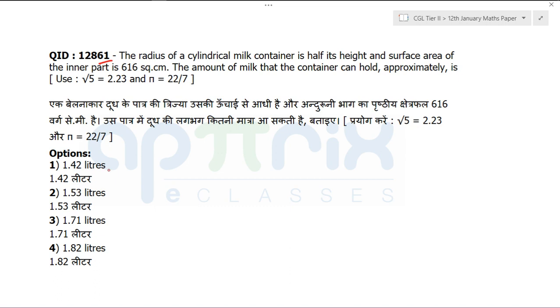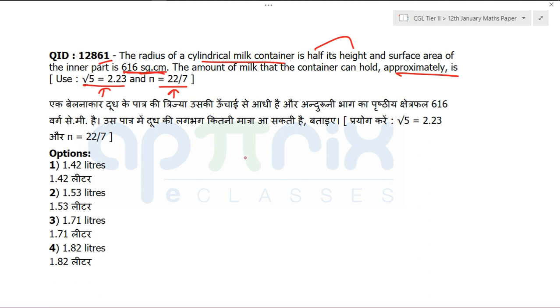61. It says the radius of a cylindrical milk container is half its height and the surface area of the inner part is given as 616, right? Inner part, outer part, everything is the same. So don't worry, it is not a hollow cylinder kind of thing. So it's 616 square centimeter. The amount of milk that the container can hold approximately is, they have provided you 2 values for ease of your calculation. And it can be done very easily because a cylindrical milk container is there where height and surface area have been provided. Height and radius ratio has also already been given, right?